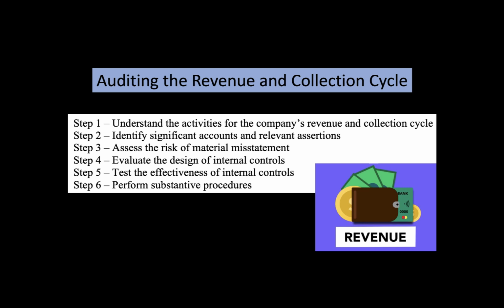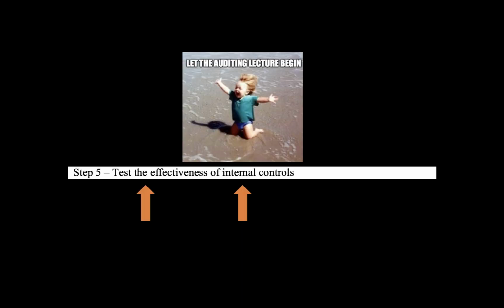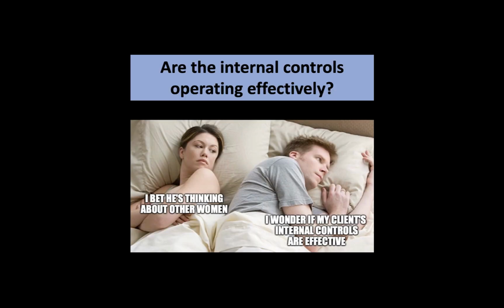We've been discussing the process for auditing the revenue and collection cycle. In the last video, we discussed the fourth step, evaluating the design of internal controls. The next step is to test the controls. After the auditor has learned how a company's internal controls are supposed to work, the auditor needs to test the operating effectiveness of those controls.